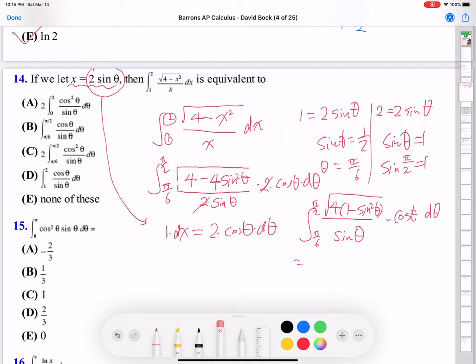All right, so square root of 4 is 2, right? So pi over 6 to pi over 2. Square root of 4, 4 is what? 2 squared. So that part is going to be 2. And then what is this? 1 minus sine squared theta is equal to cosine squared theta by Pythagorean identity, right? So the square root of cosine squared theta, the square and square root cross out, so cosine theta. Times cosine theta, cosine squared theta over sine theta d theta.